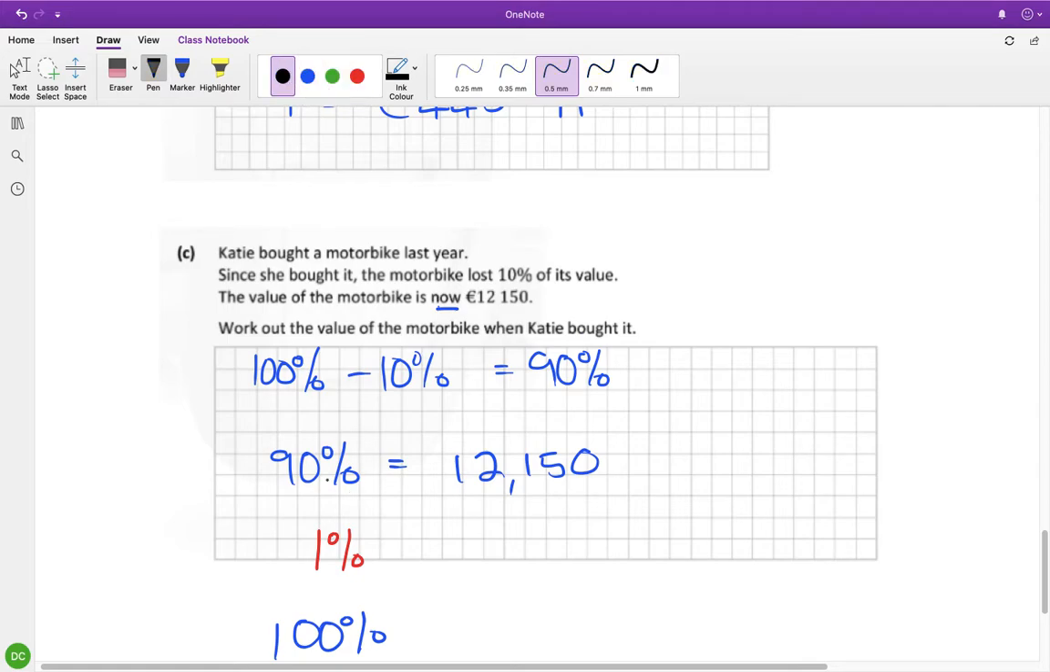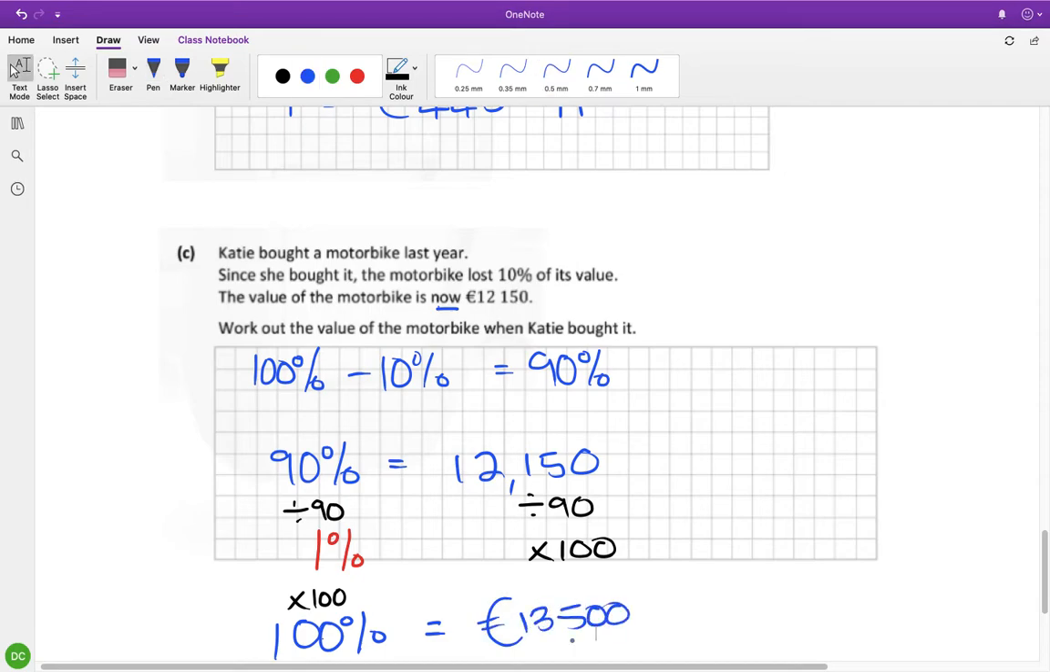Okay, so over here to get from 90 to 1, we divide by 90. And to get from 1 to 100, we multiply by 100. And then we apply that calculation to the far side. So we're going to take 12,150, divide it by 90, and multiply it by 100. And then we should have its value. So 12,150 divided by 90, multiplied by 100. And I'm getting the original price of this bike was €13,500.